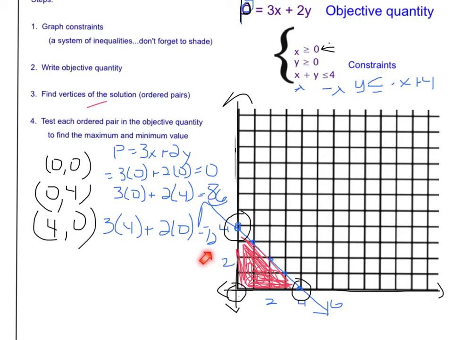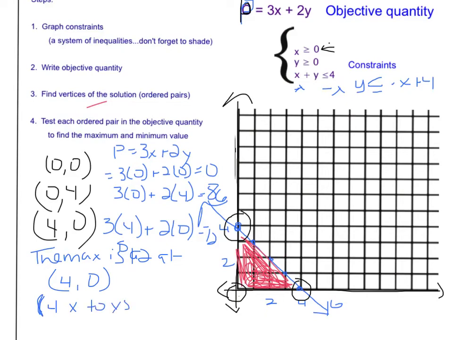So we would say the max is $12 at 4, 0. And if it's an application problem, then you would say what it means. So in this case, we started with the toy scenario, so 4 X toys and 0 Y toys. But today, you don't have to do that because it's not an application problem.